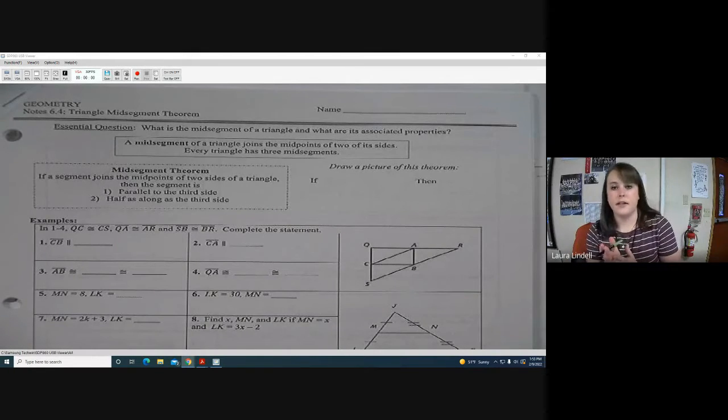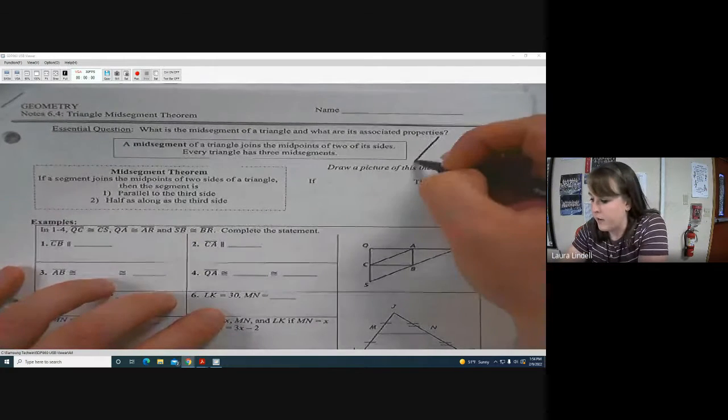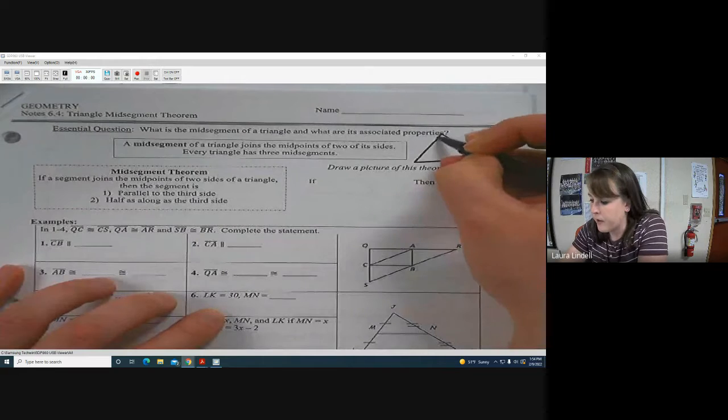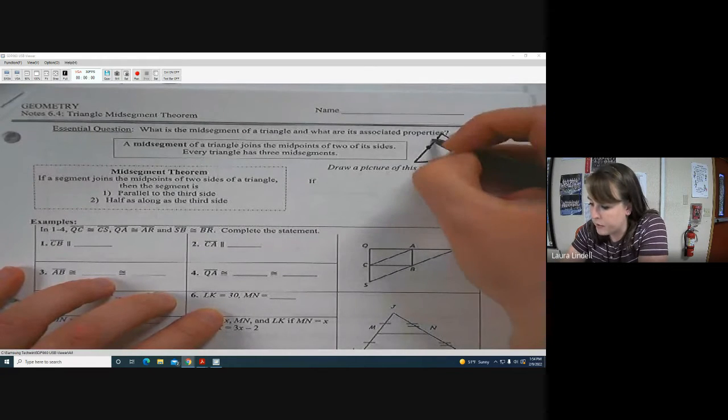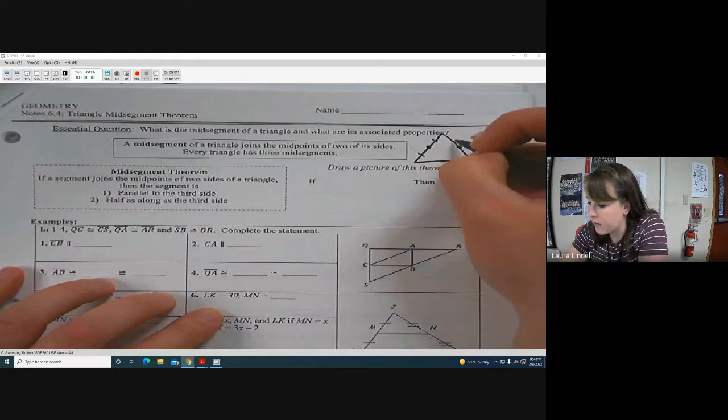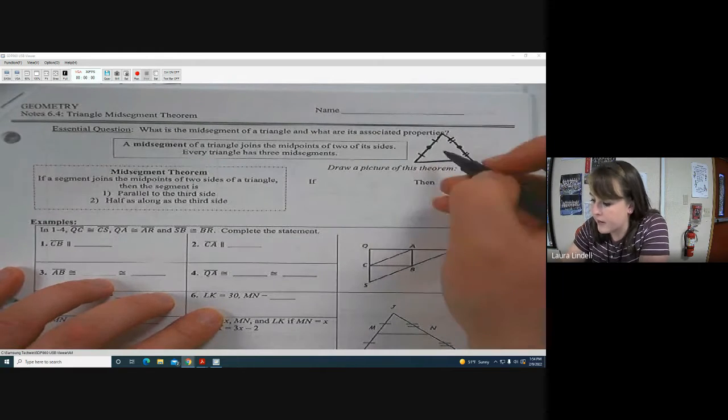All right, folks. Today we're talking about triangle midsegments and the midsegment theorem. So here we go. First off, a triangle midsegment is what you get if you've got a triangle and then you find the midpoint of two of the sides and then connect those midpoints.